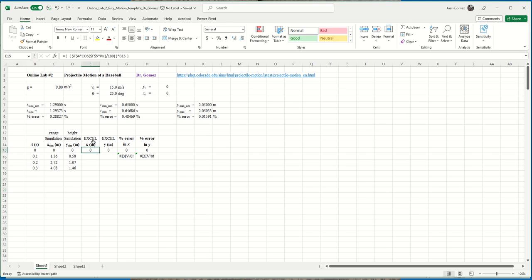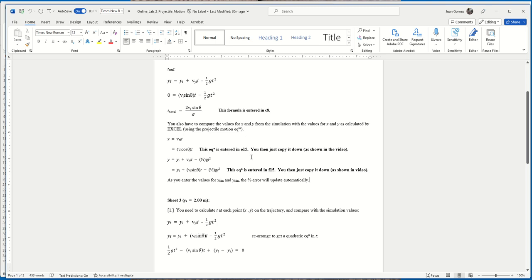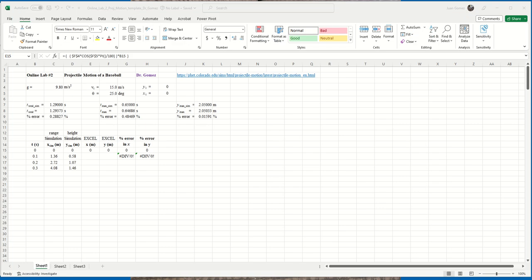Now, what about this? Remember, the Excel columns are the calculated values of X and Y according to the projectile motion equations given here on the sheet. Notice I've typed in the formula for X here and the formula for Y here. What you do is simply take this formula and drag it down. See that little square in the lower right-hand corner? When you get a crosshair, you copy it down. Notice what it did to the percent error. It changed it.